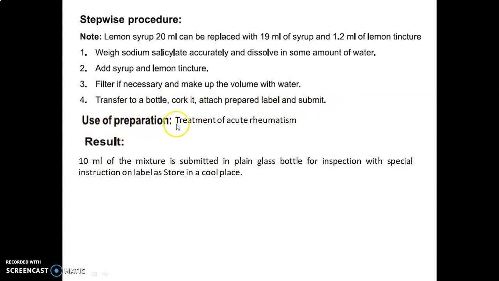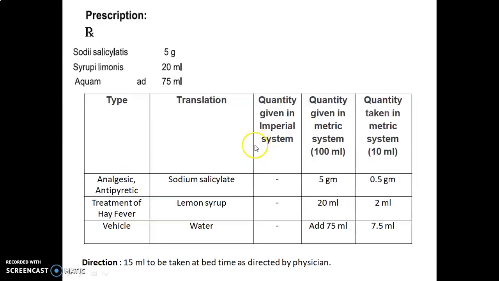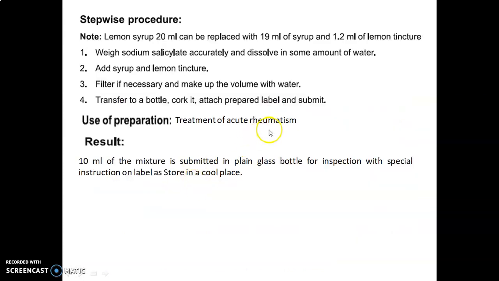Use of preparation: this mixture is used in the treatment of acute rheumatism. As we have seen, it contains sodium salicylate, which is used as an analgesic and antipyretic. So it is also used to get relief from hay fever or to reduce body temperature. Result: 10 ml of the mixture is submitted in a plain glass bottle for inspection, with special instruction on the label: store in a cool place.